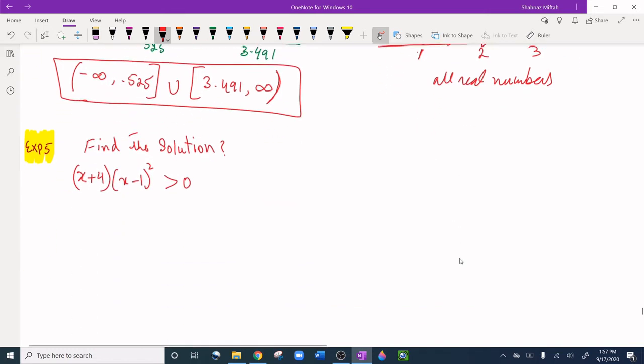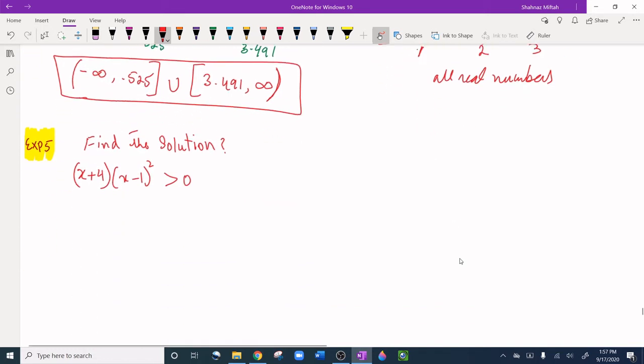Okay, example number 5. For example number 5, this is already factored out, so we don't have to graph it. The only time we graph is when we can't factor it out, and it's hard to factor. So in this case, let's figure it out. I'm going to make the critical points, which means x plus 4 equals 0 and x minus 1 equals 0. So it's going to give me x equals negative 4 and x equals positive 1. These are my 2 critical points.